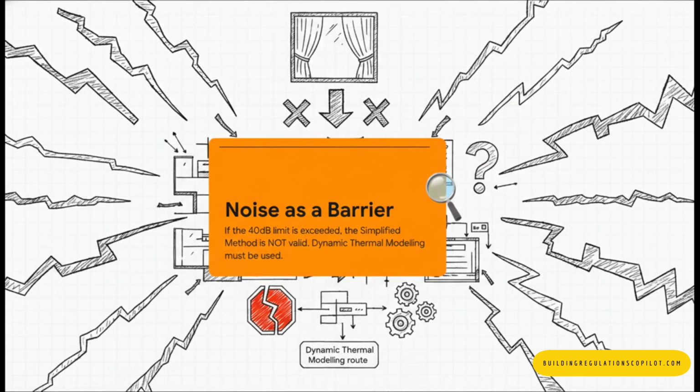And here it is. This is the huge tripwire. If a noise survey shows you can't open the bedroom windows at night without breaking that 40 decibel limit, you cannot count them as part of your cooling strategy. And just like that, the simplified method is completely off the table. You are now forced to go down that much more complex and often more expensive dynamic thermal modeling route. It's a game changer for so many urban projects.